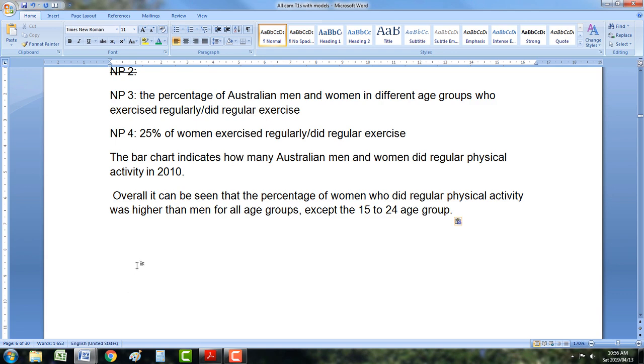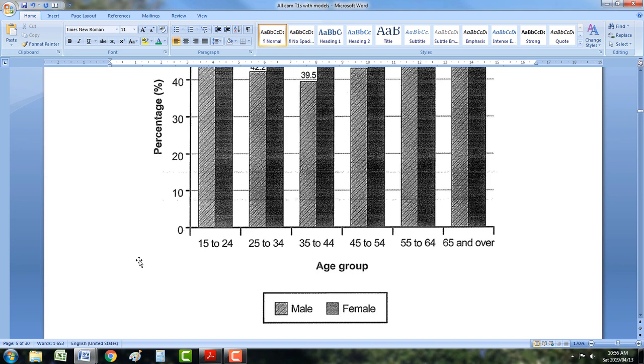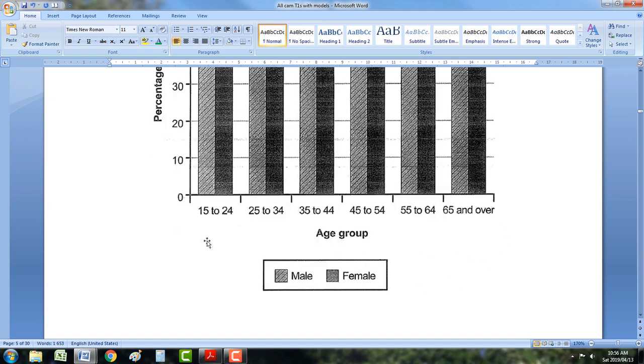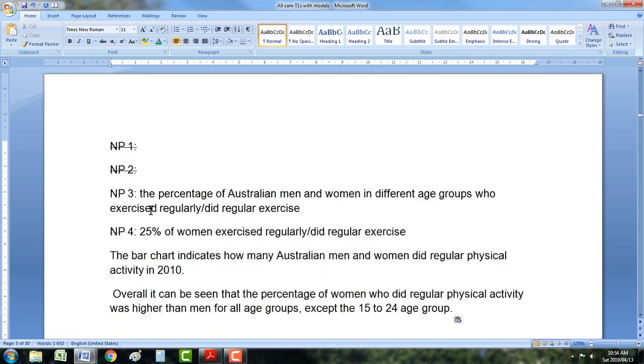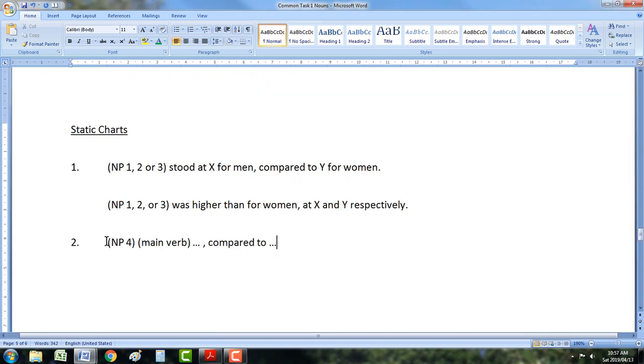Right, now we can actually focus on what I'm trying to teach you for this video, which is using these sentences. So, some linking language. First, decide how you're going to do your paragraphs. I'm going to do this one, and this one, and I'm going to call them the younger age groups. And then this one, and call them the older age group. So I'm going to say, looking at the younger age groups in more detail, it can be seen that, or it is clear that. Please remember to take a few seconds to think about how you're going to organize your paragraphs.